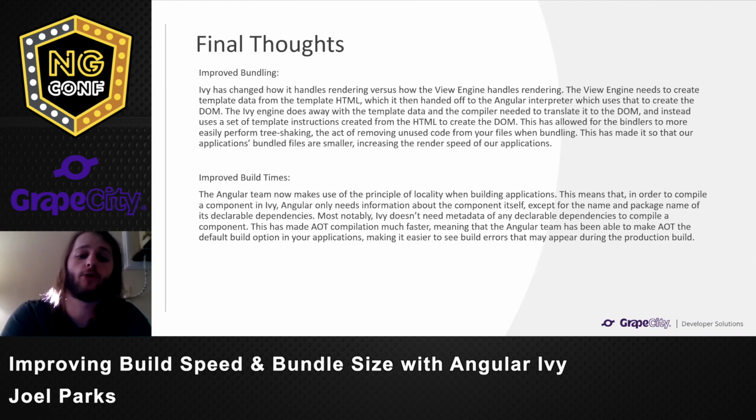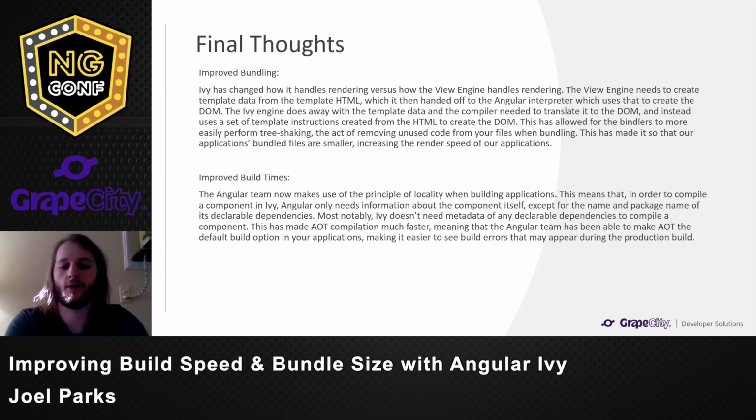And the second is the improved build times. Now that the Angular team is making use of the principle of locality when building applications, we are seeing improved build times. The principle of locality means that in order to compile a component in Ivy, Angular only needs information about that component itself, except for the name and package name of its declarable dependencies. Ivy doesn't need any of the metadata of those declarable dependencies to compile a component, which has made AOT compilation much faster and the default compilation method for both dev and production mode.